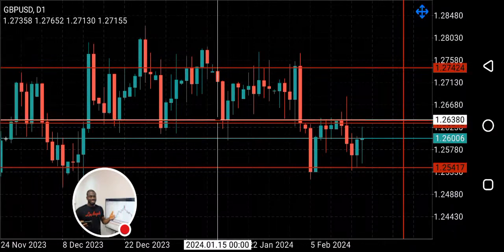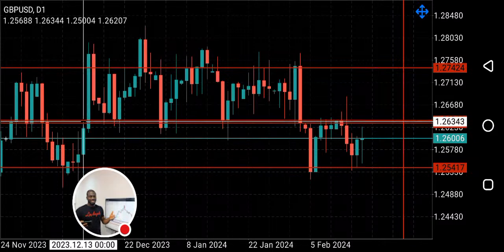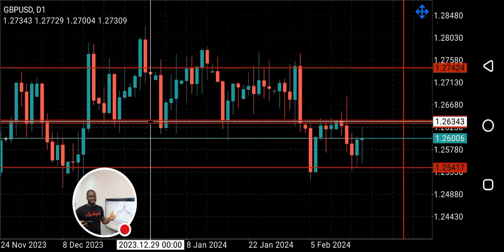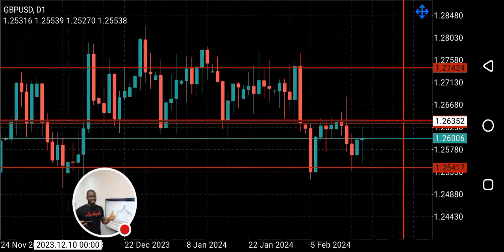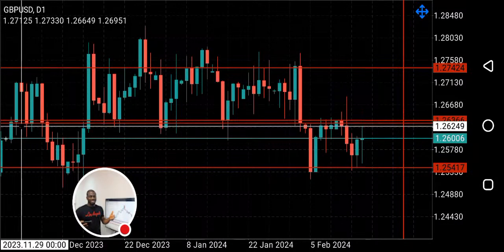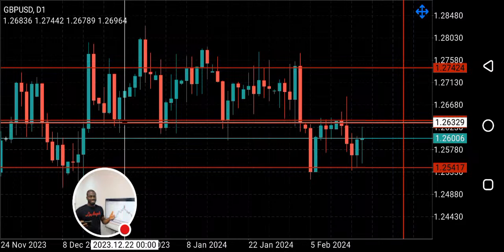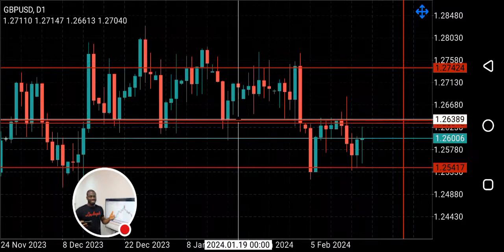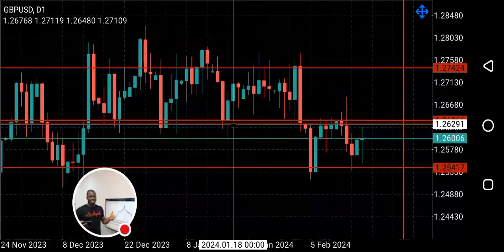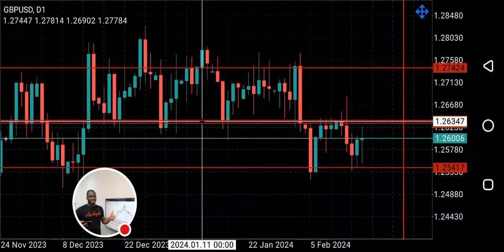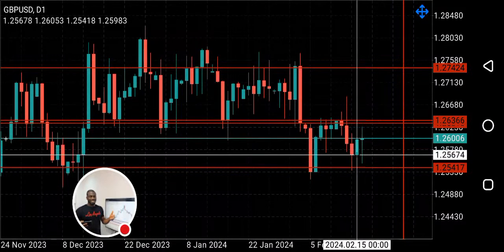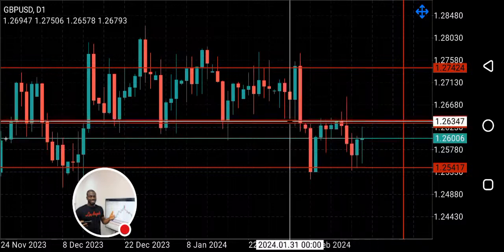Now, if you go back here, you will see that this level was a support in the past. It was a support at this point, this point, this point, and this point. So price hits that support level, which has become a resistance, and there has been a strong rejection from that zone.